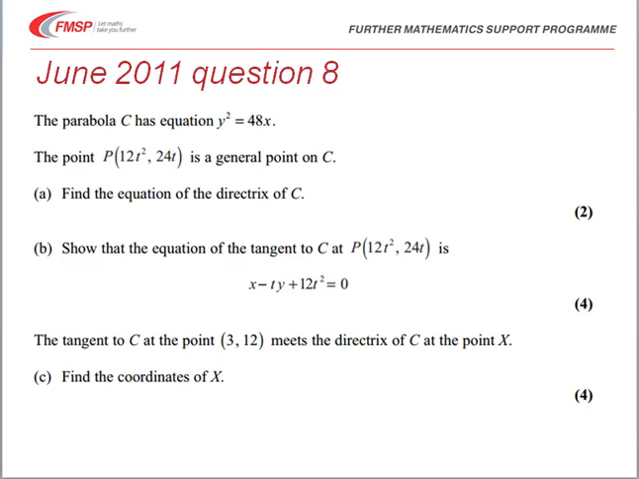In part A we're asked to find the equation of the directrix of C, and then in part B to show that the tangent equation at the general point is given by x minus ty plus 12t squared is equal to 0. Finally, we're asked to talk about a specific tangent at the point 3, 12, and that meets the directrix at a point X. We're asked to find the coordinates of X.